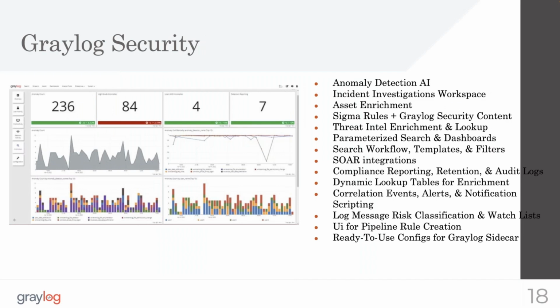So this is the interface of the Graylog security portal. We have anomaly detection AI, and we have an incident investigation workspace. You can do asset enhancement, so you will know which device it is, what kind of software you have, and where it's from. And very importantly, we have Sigma rules. Sigma rules is an open source SIEM rules engine, and not just for the engine itself. We have a community repository for Sigma rules. So you can integrate those repositories into Graylog, and it will automatically download those Sigma rules.